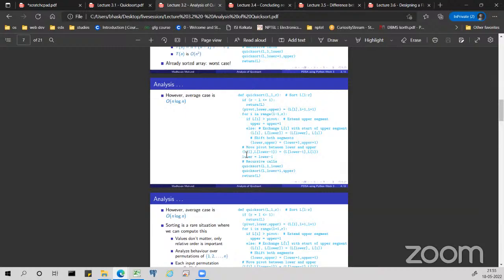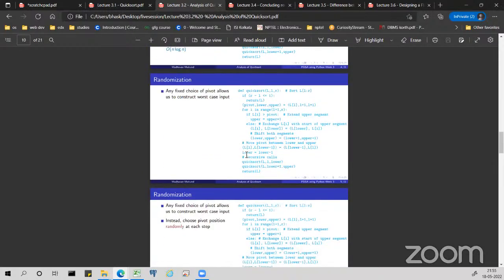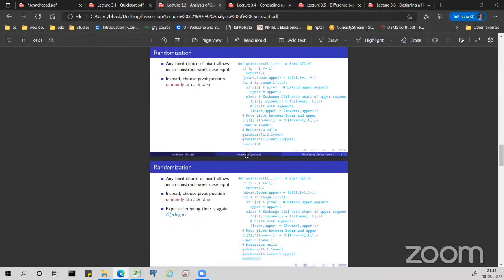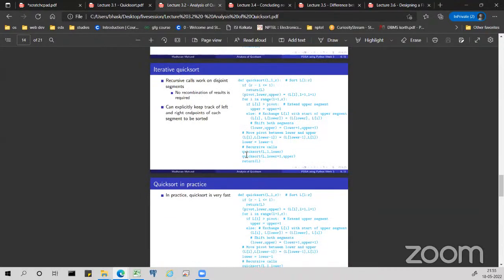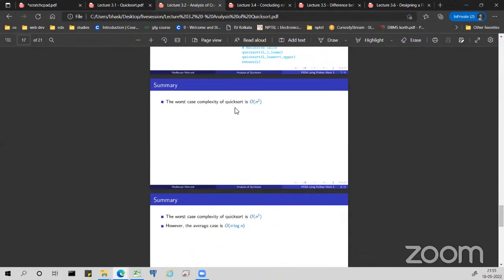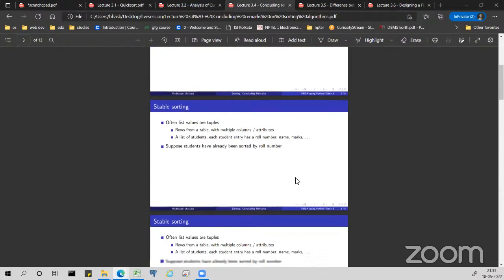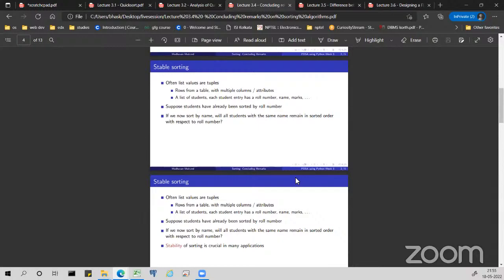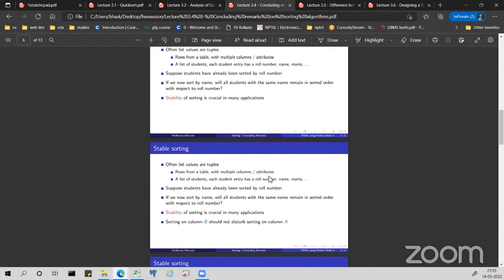Okay. So average case, best case, all these things we have discussed. Randomization of quicksort is also discussed, the iterative version of quicksort, quicksort in practice. The order of n square case is done. Concluding remarks on quicksort, I mentioned all these points. Stability is one important point.